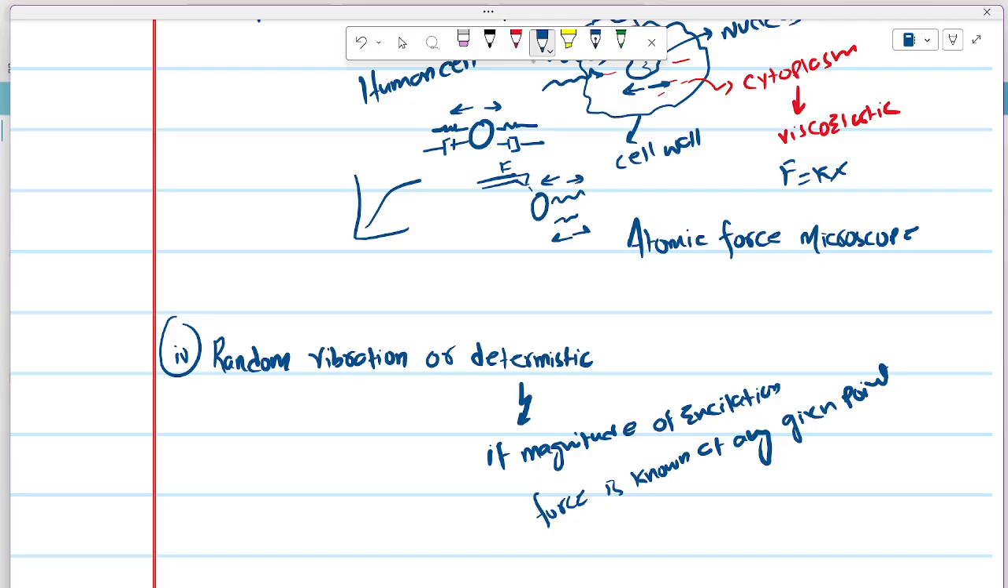And one is called random vibration, where you don't know what kind of force or what is the magnitude of force that is acting onto the system. What are the examples of that one?